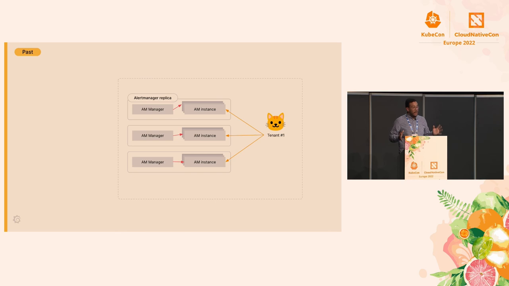However, this operational mode does not allow for horizontal scaling, right? Because every tenant needs to be present on every replica. In this example, tenant number one is present with all of their data on each Alert Manager instance. N replicas, same tenant N times.